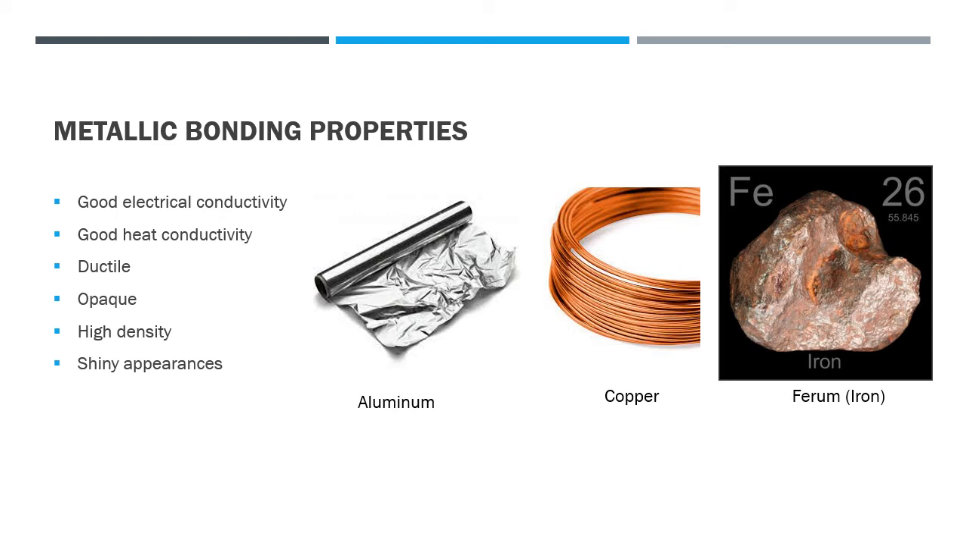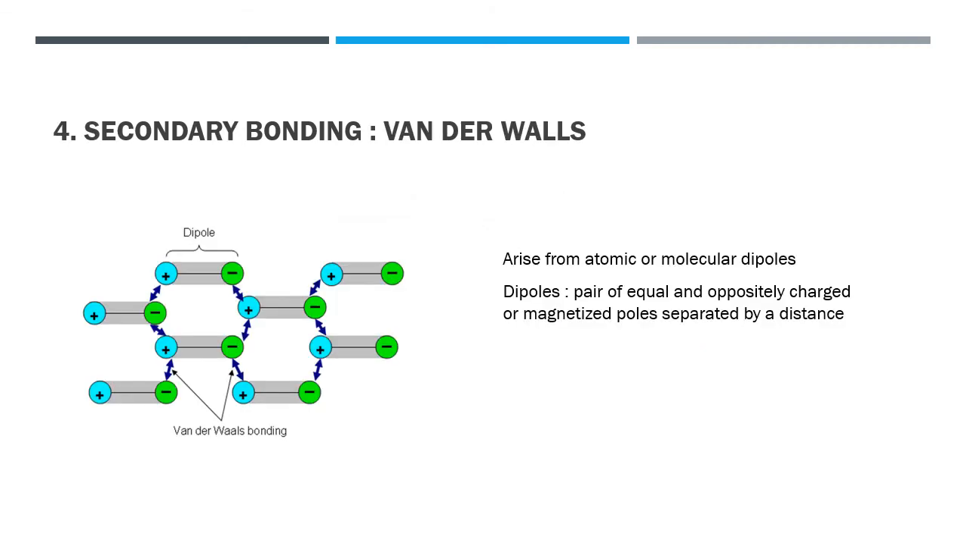So examples of metallic bonding shown here are aluminium, copper, and also the largest metallic bond, ferrum, or we call it iron. Okay, we have come to the last bonding of an atom, which is the secondary bonding, the van der Waals bonding. Different from the primary bonding, the secondary bonding actually arises or forms from an atomic or molecular dipole.